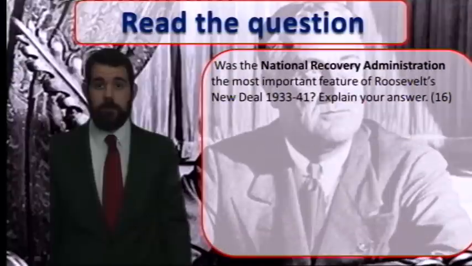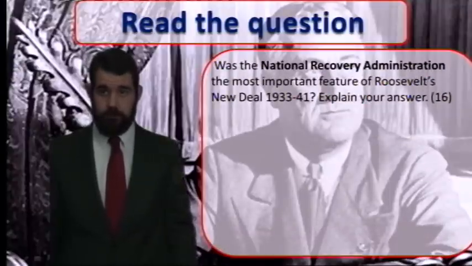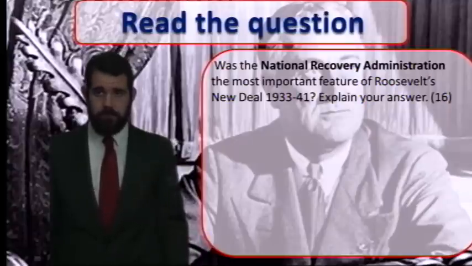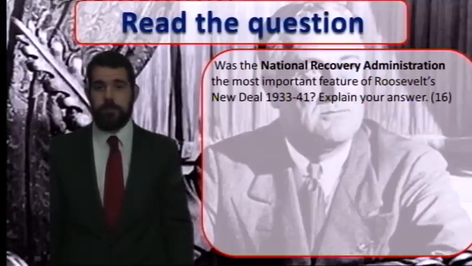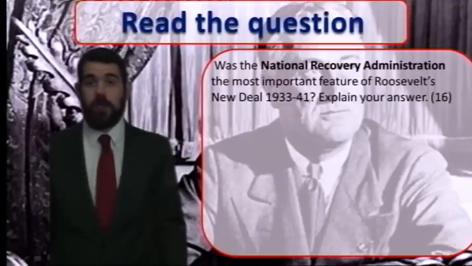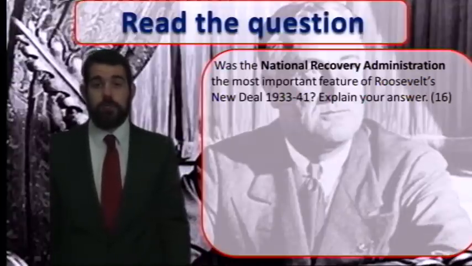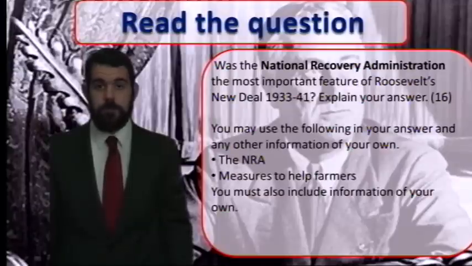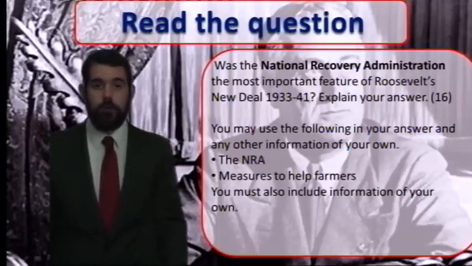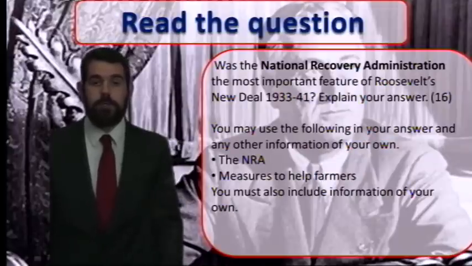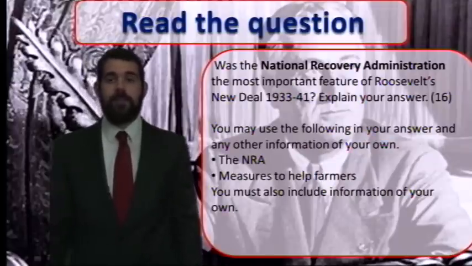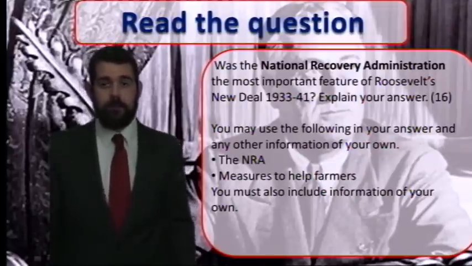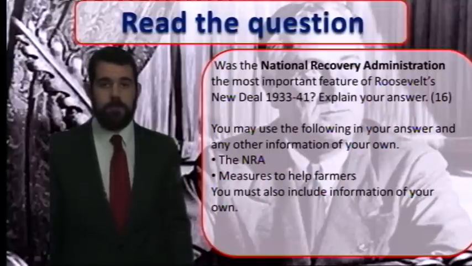So let's have a look at our question. Was the National Recovery Administration the most important feature of Roosevelt's New Deal, 1933 to 41? Explain your answer. So I'm going to have to evaluate how important the NRA was, and I'm going to have to look at some other factors and decide what the most important feature of the New Deal was. They will give you 2 bullet points on your paper for each of the options that you can answer. And this one is offering me the NRA and measures to help farmers.